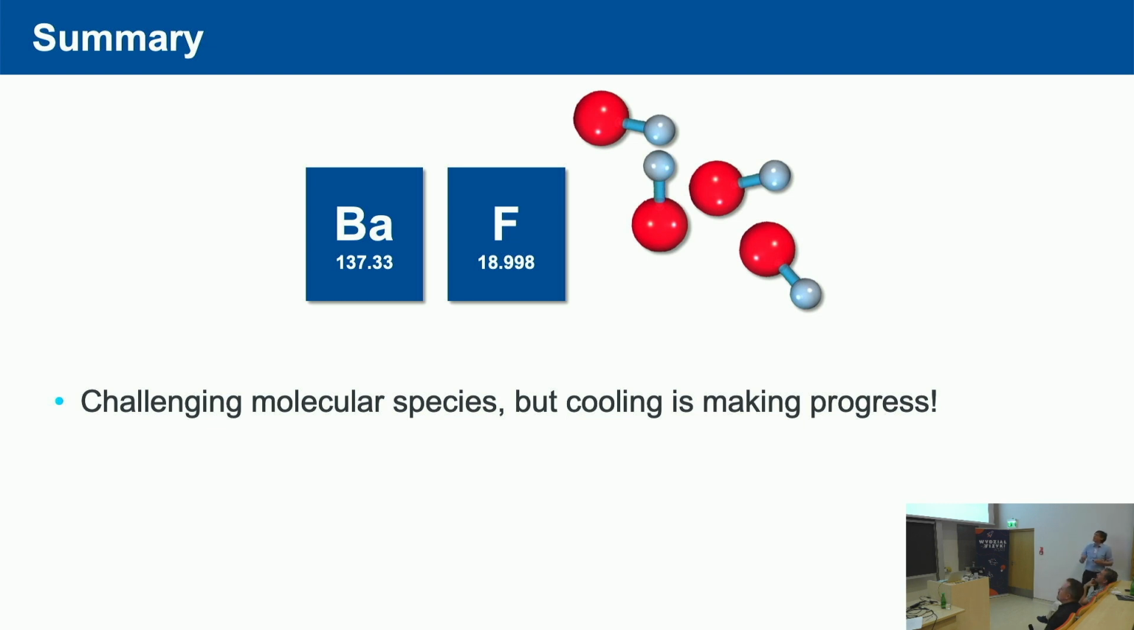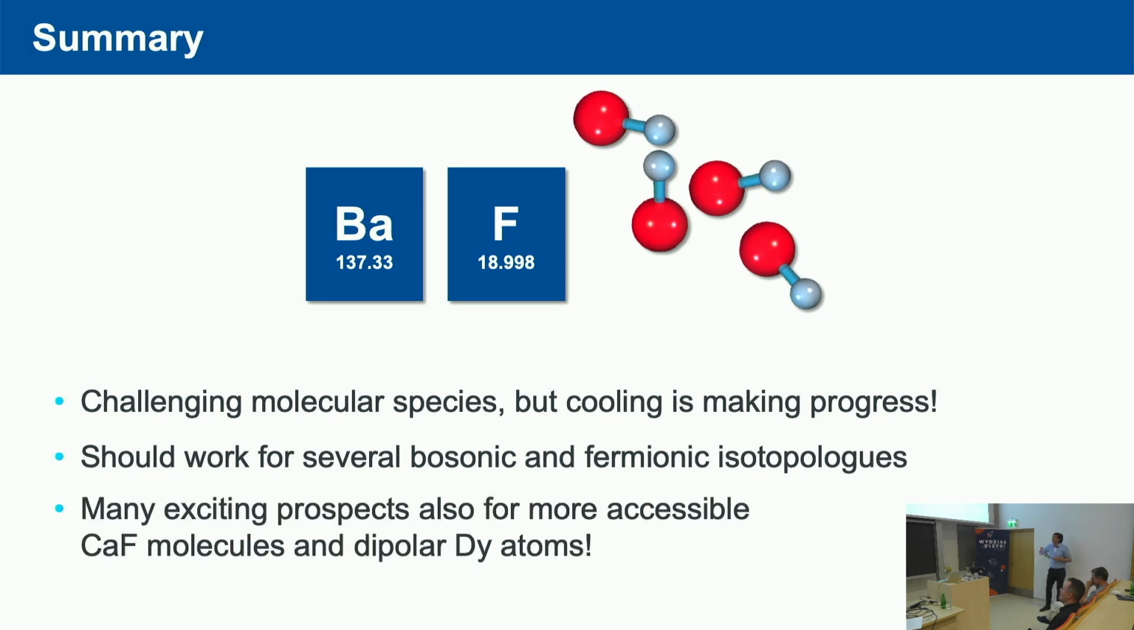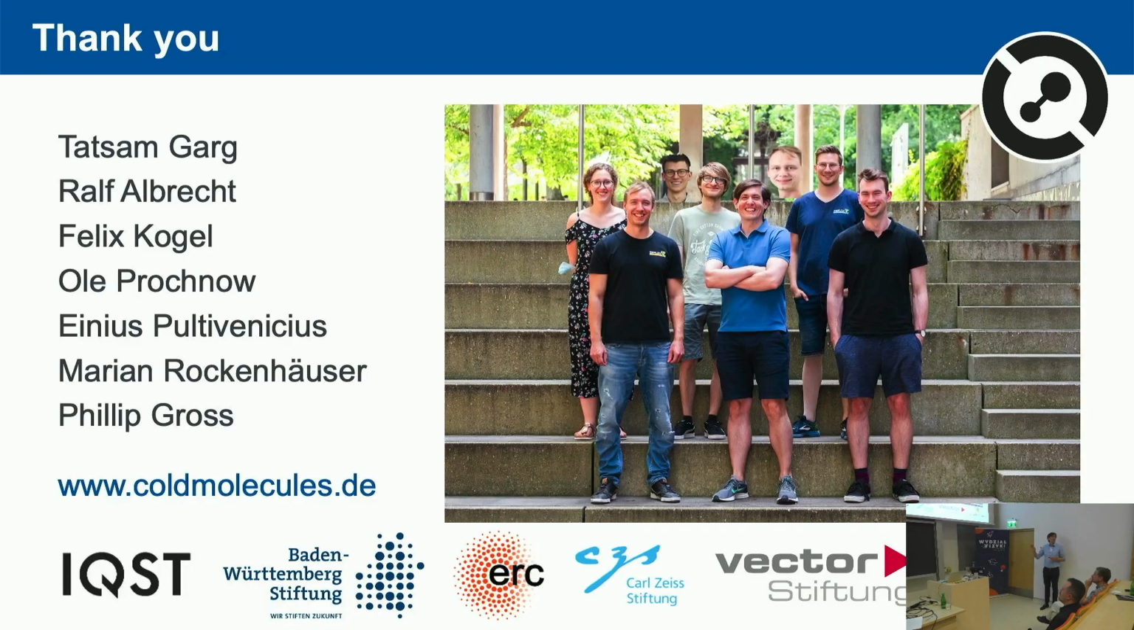So that brings me to my summary. I've talked about barium fluoride, which is a challenging molecular species. I think I've convinced you of this, but cooling is really making progress. This cooling should really work for different isotopologues of this species, which is one of the selling points. And there are also many exciting prospects for, let's say, more accessible ultra-cold calcium fluoride or dipolar dysprosium atoms. Here are the people who did all this, and that brings me to my end, and I thank you for your attention.